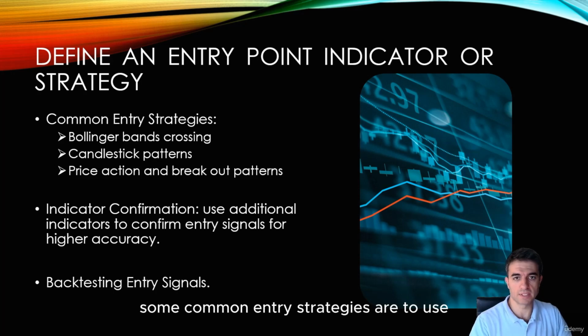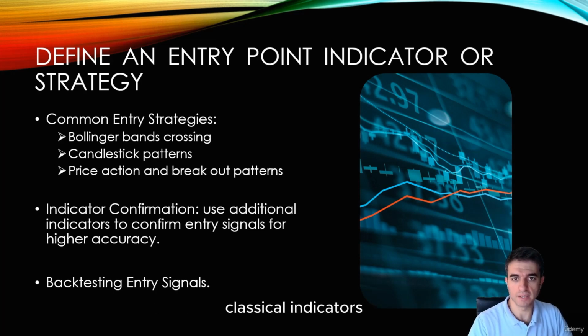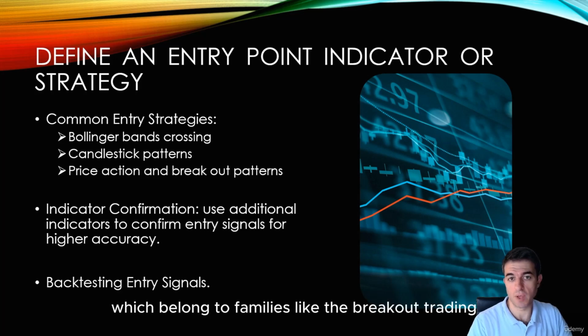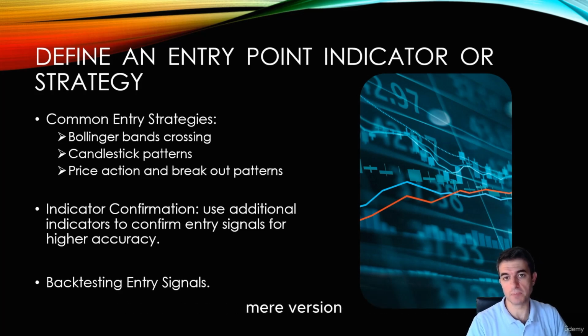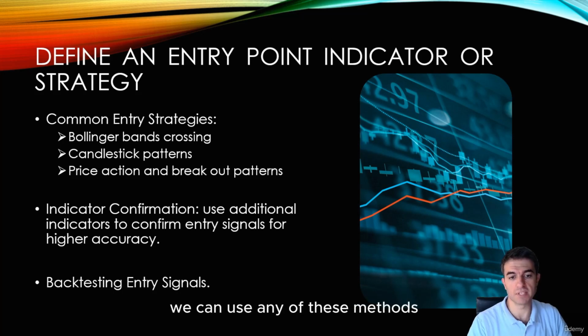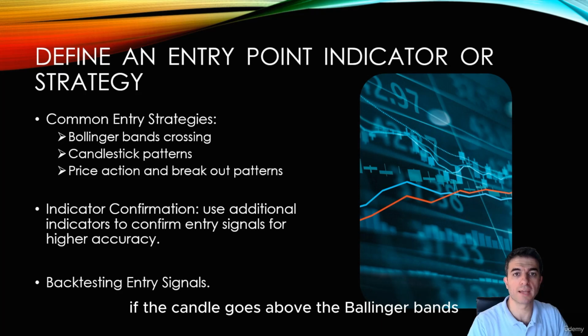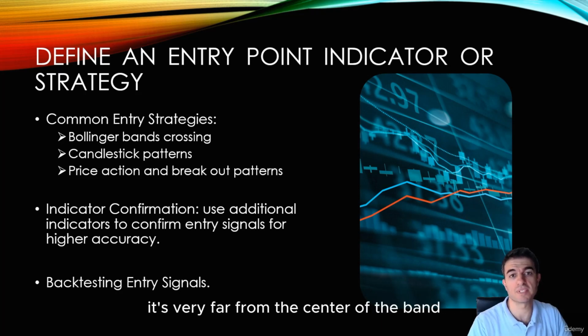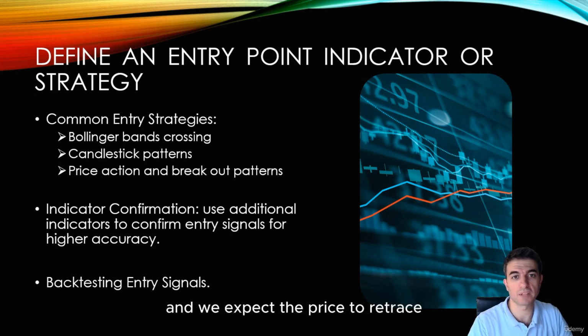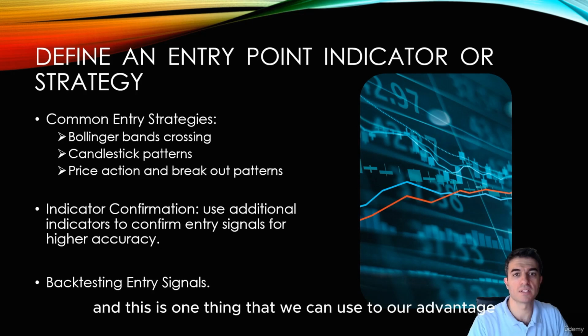Some common entry strategies are to use classical indicators, which belong to families like breakout trading, mean reversion, or pattern recognition. For example, we can use any of these methods. Either the Bollinger Bands crossing. If the candle goes above the Bollinger Band, it's very far from the center of the band, and we expect the price to retrace back towards the center of the Bollingers. And this is one thing that we can use to our advantage.